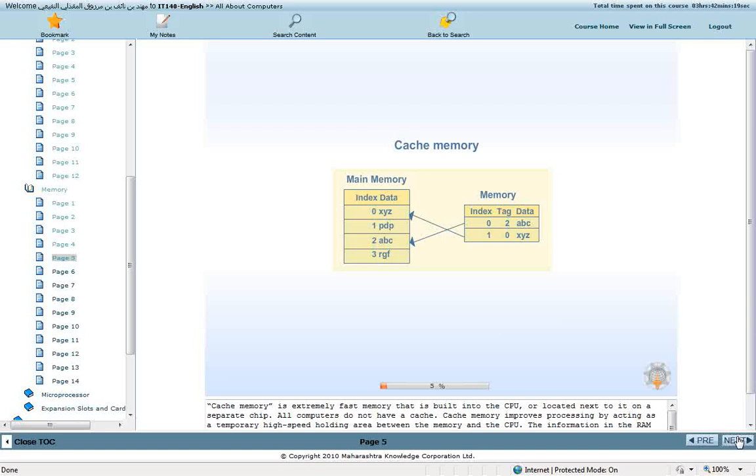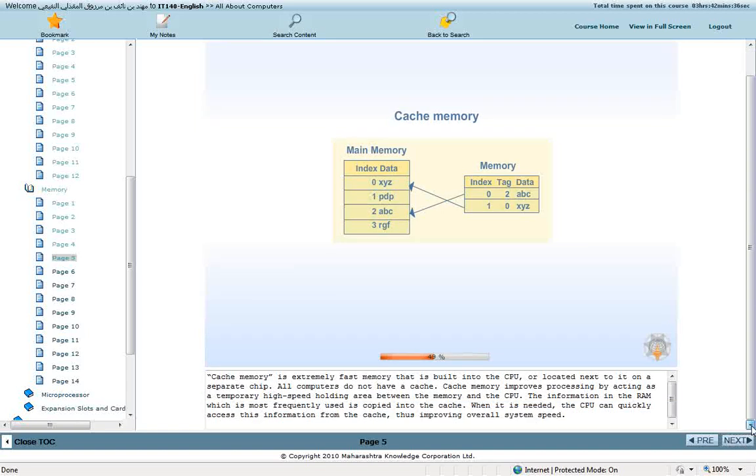Cache memory. It is extremely fast memory that is built into the CPU or located next to it on a separate chip. All computers do not have a cache. Cache memory improves processing by acting as a temporary high-speed holding area between the memory and the CPU. The information in the RAM, which is most frequently used, is copied into the cache. When it is needed, the CPU can quickly access this information from the cache, thus improving overall system speed.